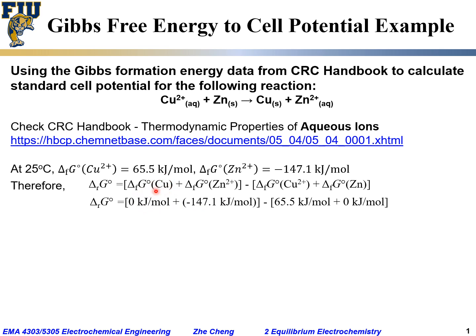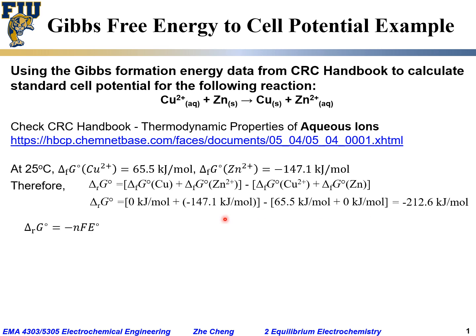And then let's write the numbers. For pure copper solid, the Gibbs formation energy would be 0 because it's just a pure element. Similarly, for pure zinc, the Gibbs formation energy is also 0. And then for zinc ion, minus 147.1. For copper ion, plus 65.5. So you plug in the numbers and calculate the reaction Gibbs free energy change to be minus 212.6 kilojoule per mole.